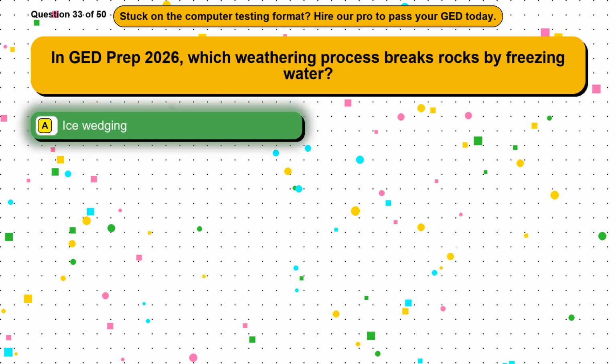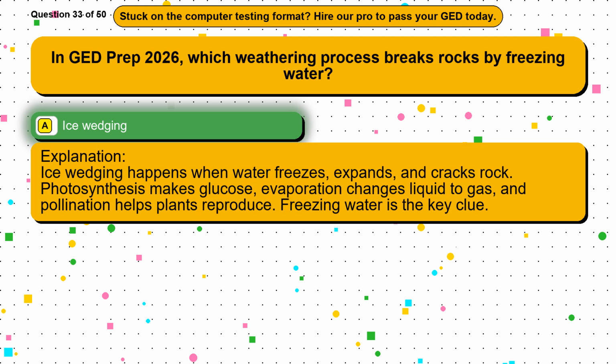The correct answer is option A. Ice wedging. Ice wedging happens when water freezes, expands, and cracks rock. Photosynthesis makes glucose, evaporation changes liquid to gas, and pollination helps plants reproduce. Freezing water is the key clue.